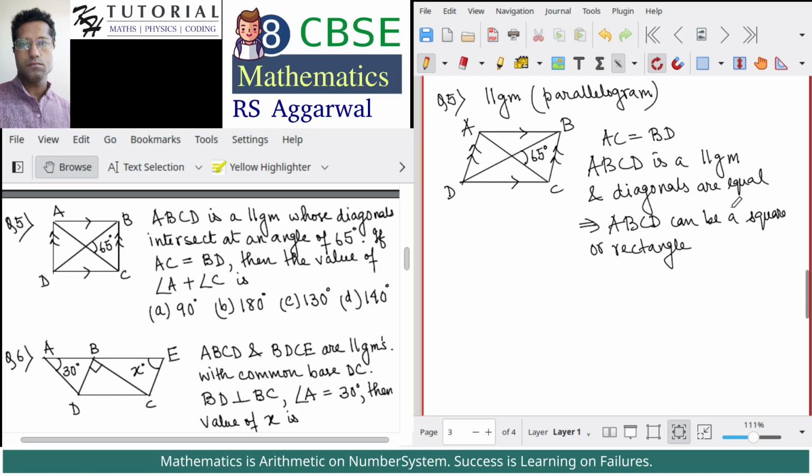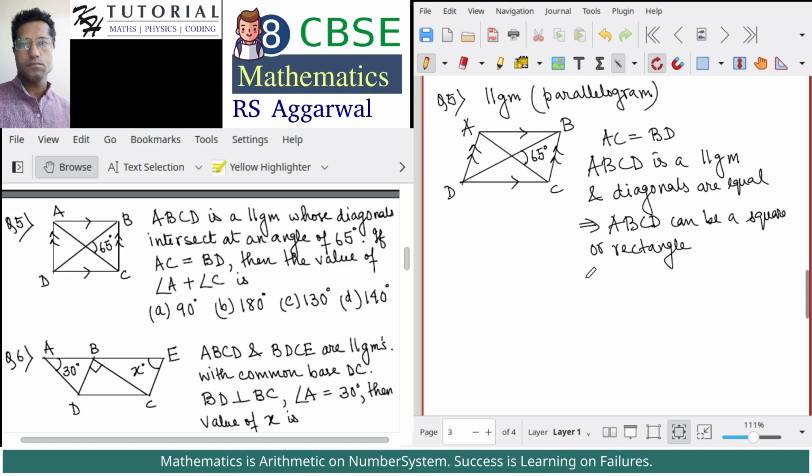Also it can be a rhombus? In a rhombus the diagonals need not be equal, but if in a rhombus the diagonals become equal, then it will be a square. So if in a parallelogram the diagonals are equal, we can say that it can either be a square or a rectangle.